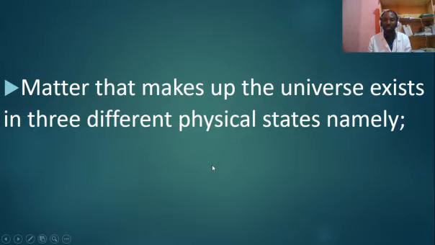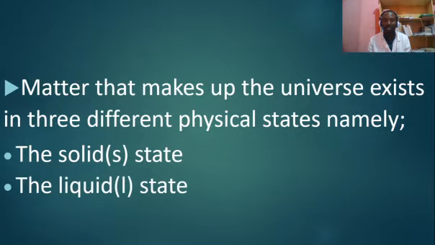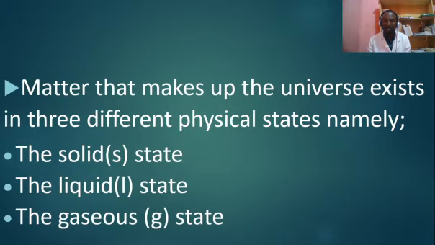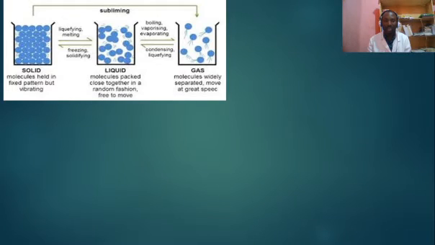Matter that makes up the universe exists in three different physical states, namely the solid state, the liquid state, and the gaseous state. Here we are. We have the solid. You see the molecules held in a fixed pattern but vibrating. The molecules in the solid are held in a fixed pattern, but they are seen to be vibrating about their mean position. Particles move forward, backward, up, down. That's exactly what is happening. So in the solid, the particles are vibrating at their mean position.